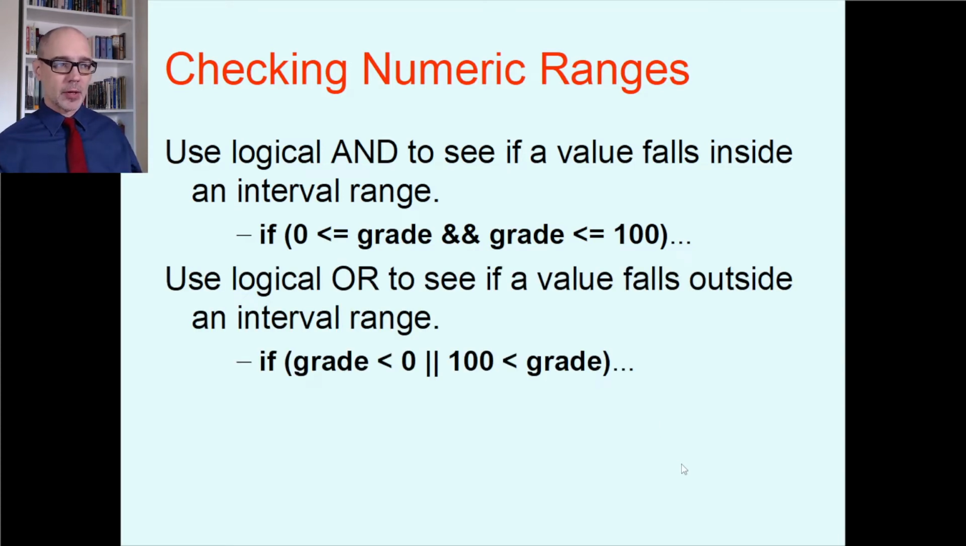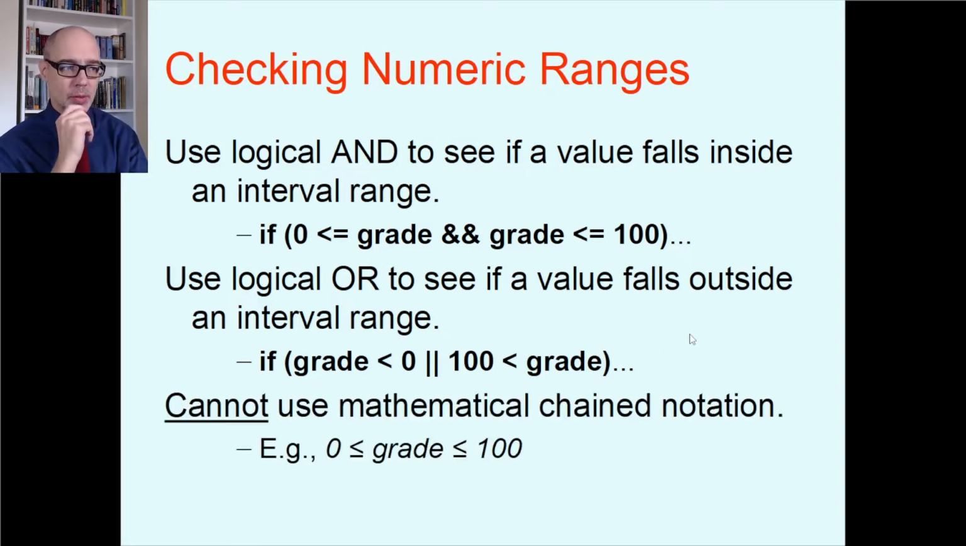You know, you turn that around the other way, you could use logical OR to see if a value is outside an interval range and not valid. So you might see something like if the grade is less than 0, which is bad because it shouldn't be negative, or 100 is less than your grade, which is bad because the grade really shouldn't be above 100, then you've got a bad grade, and then you can probably throw up an error message. Would be smart. So you could use it that way.